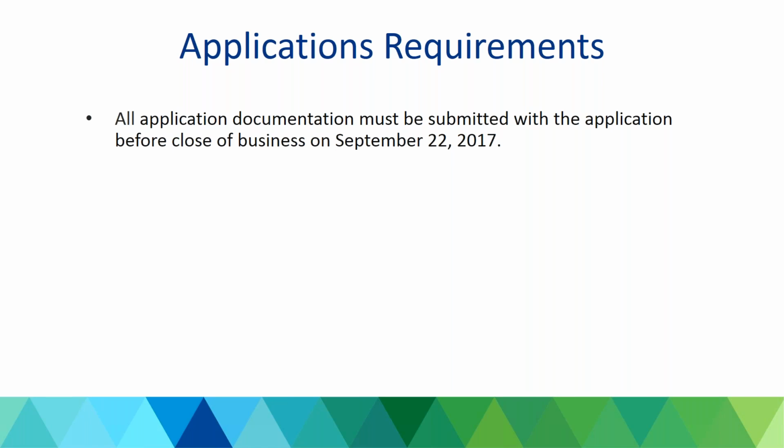The application requirements section refers to application documentation. This includes the following documents. Form A, the applicant cover page, which includes the applicant and project information. Form B, the project summary and narrative. And Form C, the project budget. Applications missing any of these forms will not be considered.